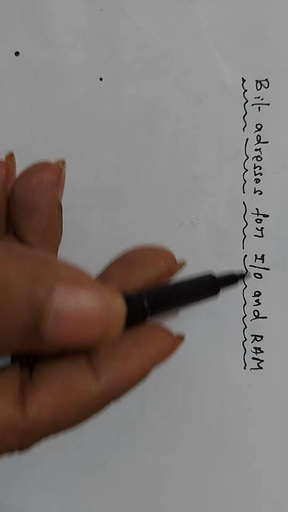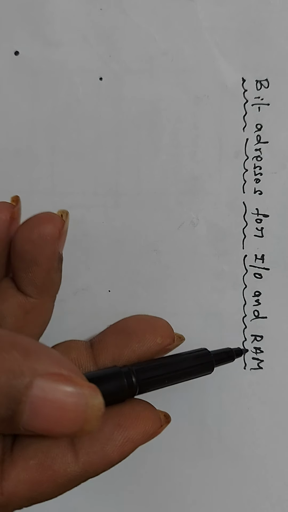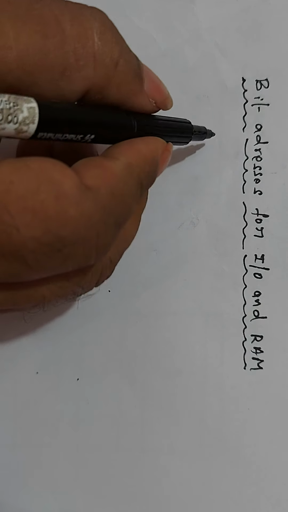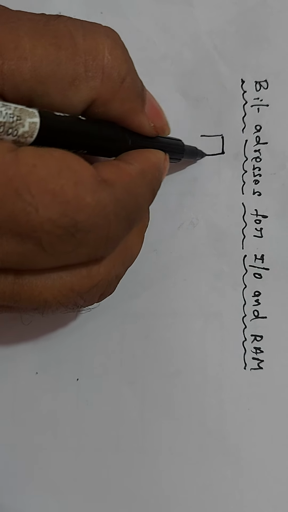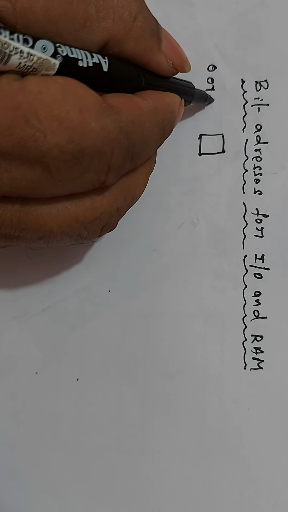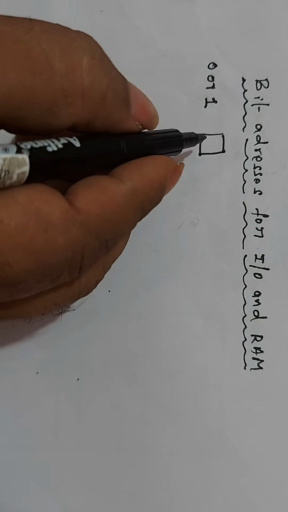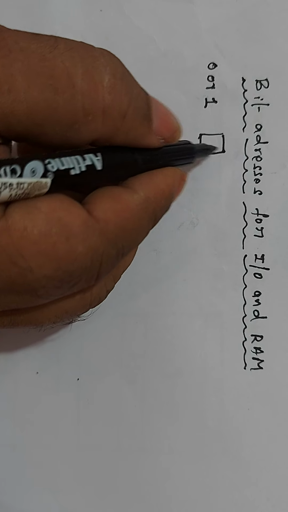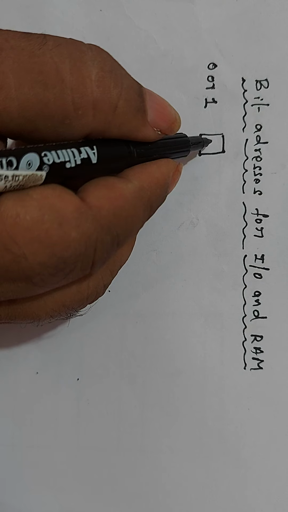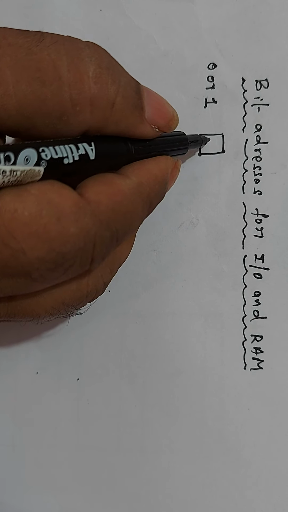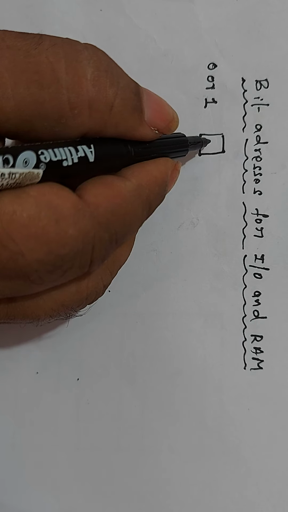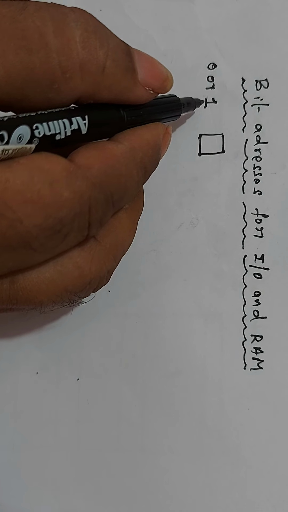Before going to this, let us define what is a bit and what is a byte. A bit is a single digit. It can store either 0 or 1. Since it is a storing element, a single bit can store either 0 or 1. It consists of a memory element used to store a single bit.